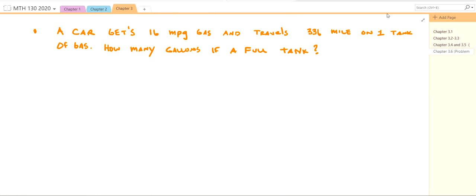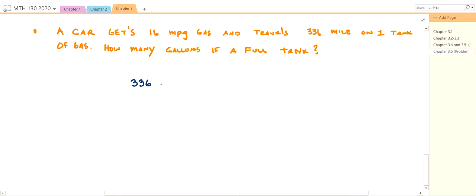Okay, here's our next question. A car gets 16 miles per gallon of gas and can travel 336 miles on one tank of gas. So how many gallons are in the full tank? So how big is the car's gas tank? So what are we doing here? You might want to pause the video, see if you can solve this. And if you didn't pause and you just stayed here with me, here's how I might look at this.